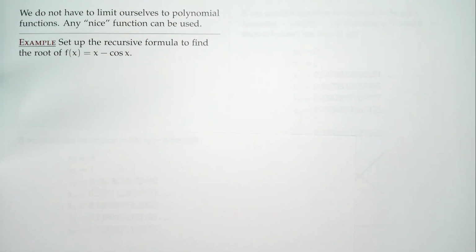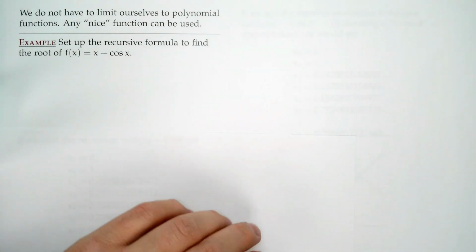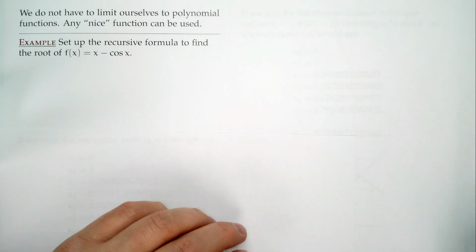But there are other functions out there. And the ideas of Newton's method have nothing to do with polynomials. It's all about the tangent lines, the approximation, following the approximation down. So we can do this with anything.